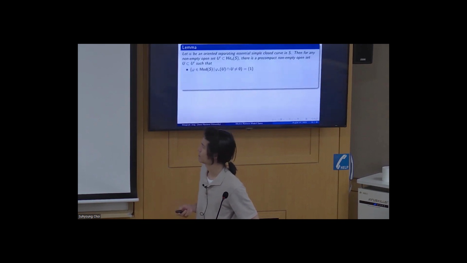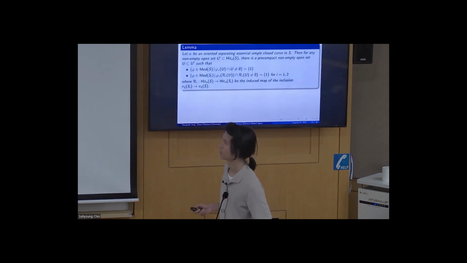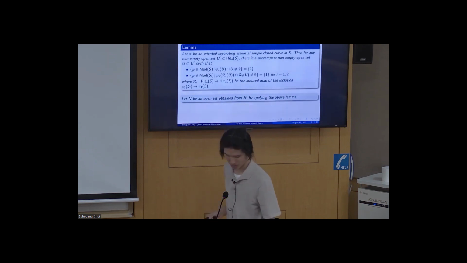And the next lemma just comes from the properness of the action. So if you have an open set here, you can shrink this open set a little bit to have these two properties. That basically tells you that the set of all mapping class group elements that don't move u too far is just the identity. Same thing for the restrictive one. So our nice open set N will be N prime, and we apply this lemma. So you just shrink N prime a little bit to have these two properties. That's our open set N.